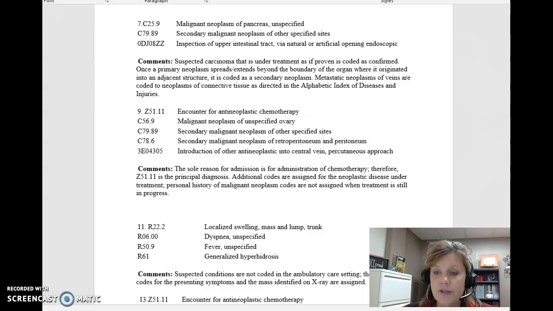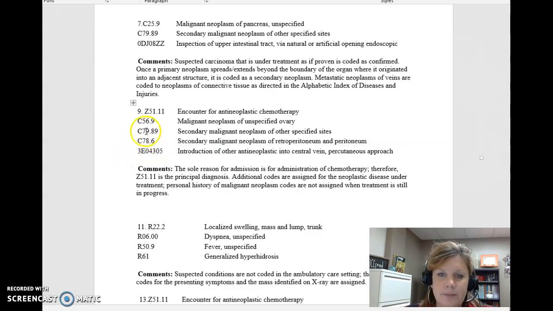Okay, now if a patient's in the hospital, let's say they went in for hysterectomy, and while they're in there, they're saying, hey, you have cancer of the ovaries, we're going to do some chemotherapy. Then you don't code the Z51.1, only when they are admitted for it, okay? Again, if you have this wrong on the test, you're going to be getting points taken off.